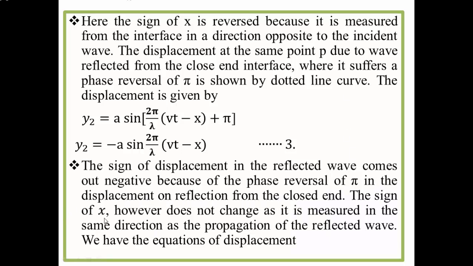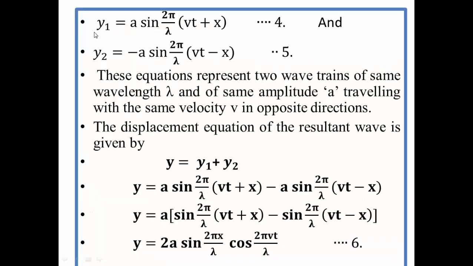The sign of x, however, does not change as it is measured in the same direction as the propagation of the reflected wave. We have the displacement equations, that is y1 is A sin twice pi by lambda (Vt plus x), this is equation 4, and y2 is minus A sin twice pi by lambda (Vt minus x), this is equation 5.